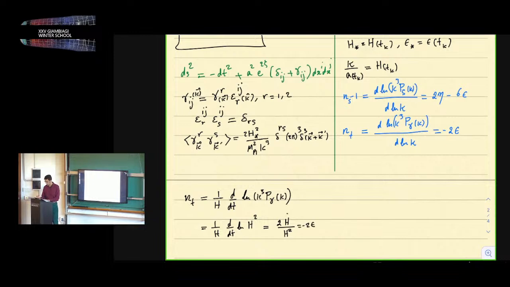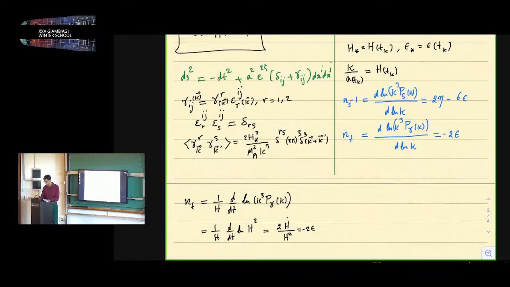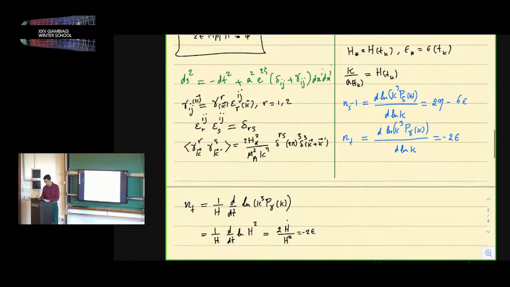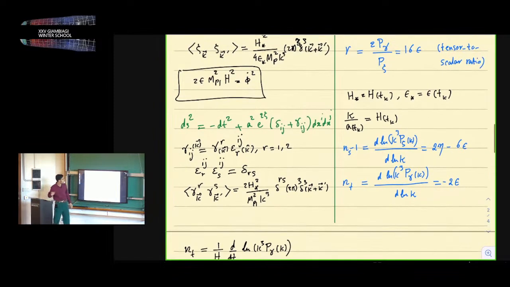Now, why do we have, for instance, this 2 eta minus 6 epsilon here for the scalar? Because there is an extra time dependence coming from this epsilon here.